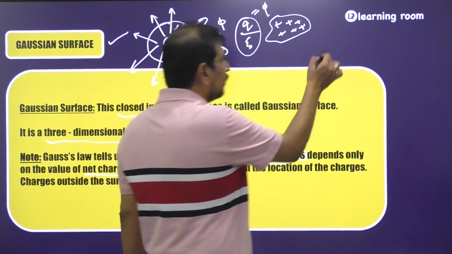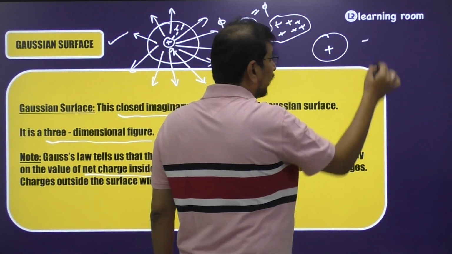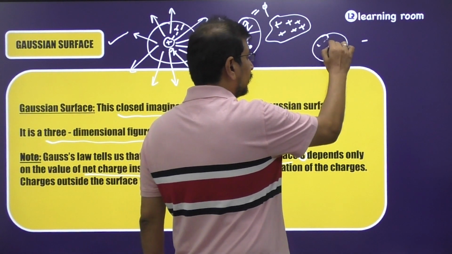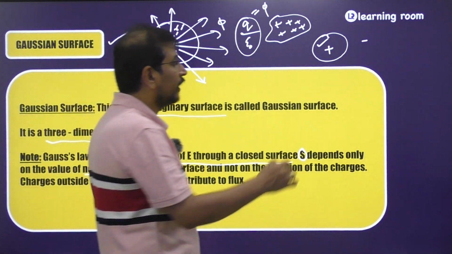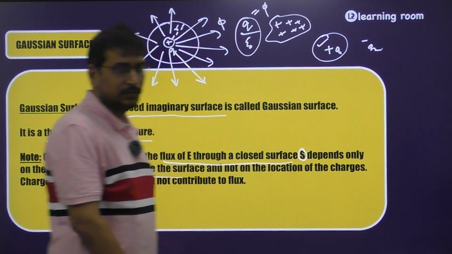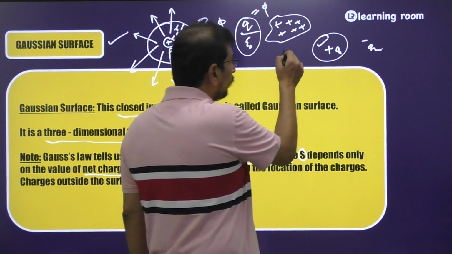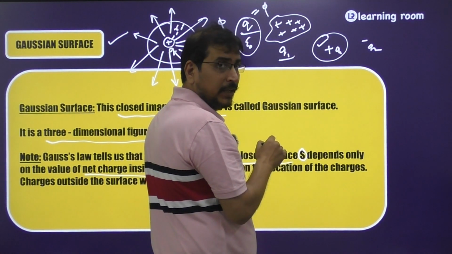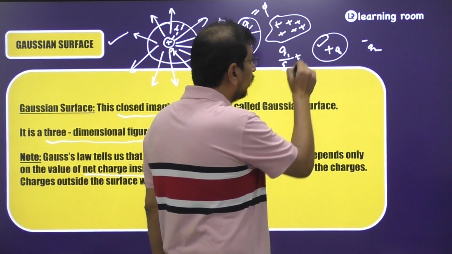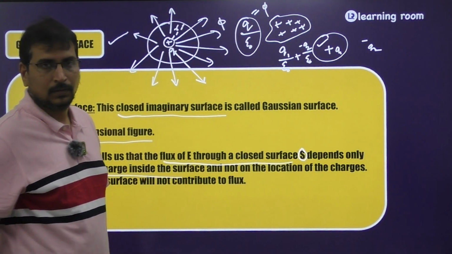Similarly, if I have a system like this, with a positive charge here and a negative charge here, then what is going to be the total flux through this surface? If I take the value of this as Q1 and the value of this as Q2, for instance, then what is going to be the flux in this scenario? It will be Q1 divided by epsilon naught plus minus Q2 divided by epsilon naught. Am I right?